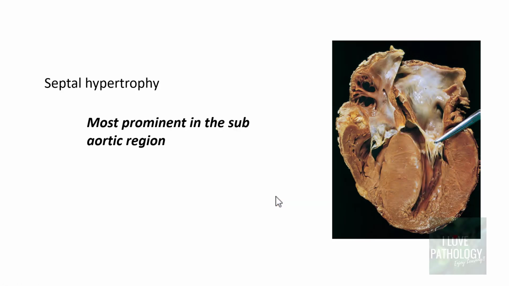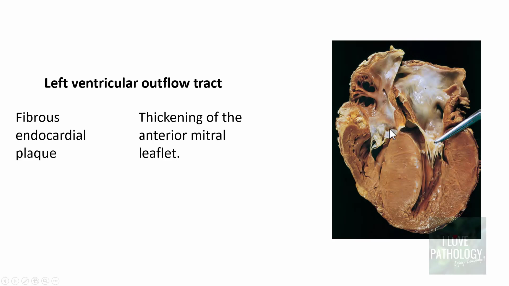Now, septal hypertrophy. Where do you find septal hypertrophy? The most prominent region of septal hypertrophy will be the subaortic region. Okay, this is where septal hypertrophy will be the most prominent, particularly in the subaortic region, right? And if you observe carefully the left ventricular outflow tract, this is the left ventricular outflow tract, right? So what really happens is that there can be evidence of the endocardium being fibrotic. Okay, you can find the plaques, fibrotic plaques in the endocardial surface.